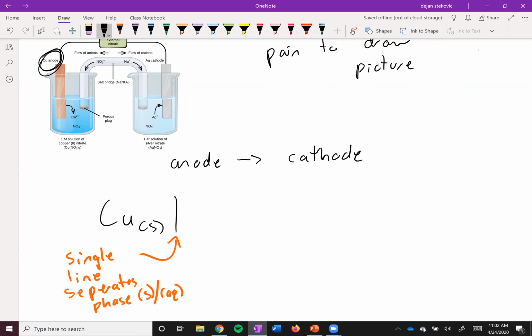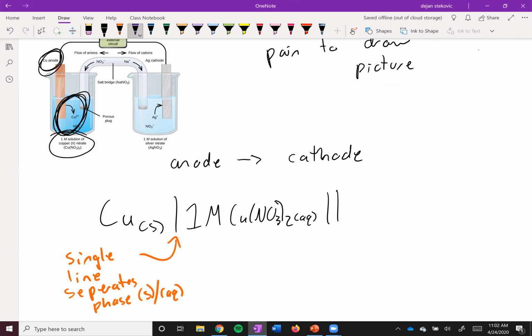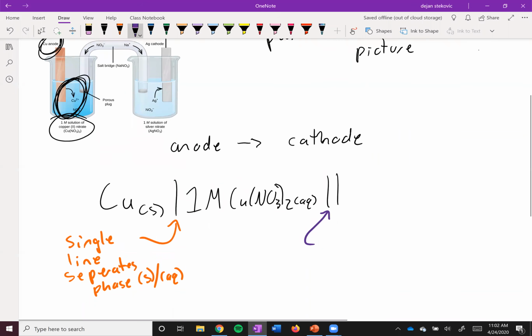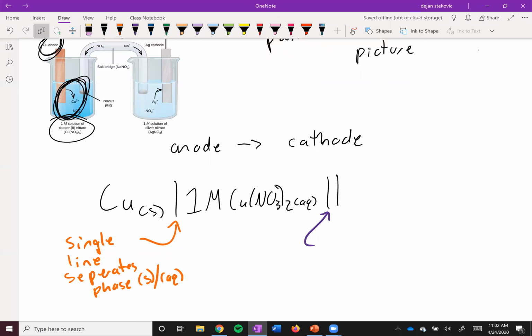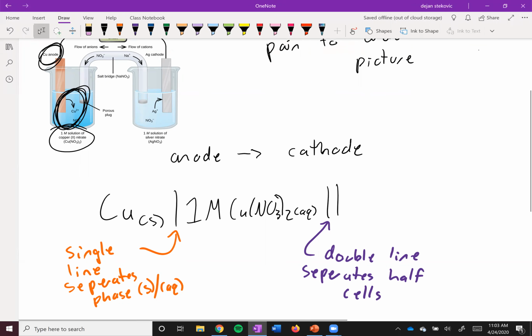And so what's up next is our solution. In this case, it's 1 molar of copper nitrate. So you have to state the concentration, 1 molar copper nitrate, and it's aqueous. And then we do a double line. The double line represents the separation of the half cells or the salt bridge. And then we go into the cathode.